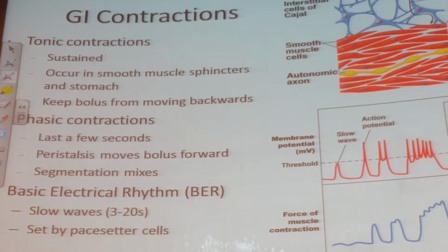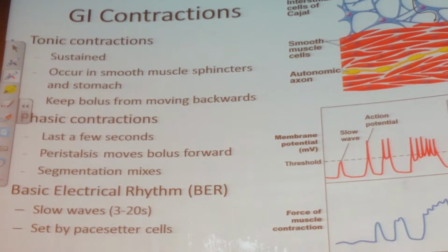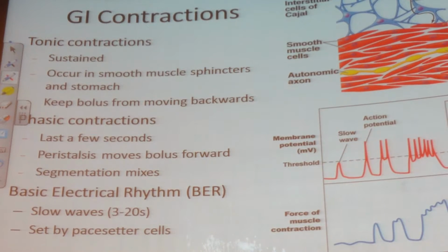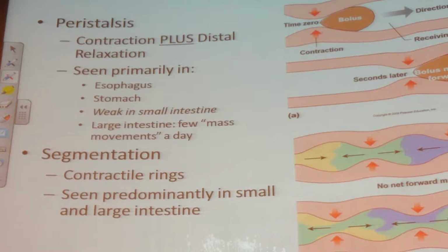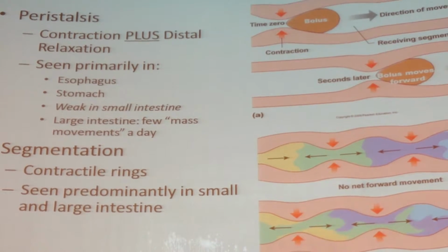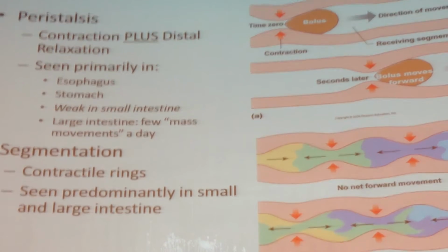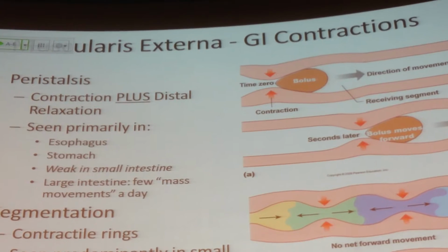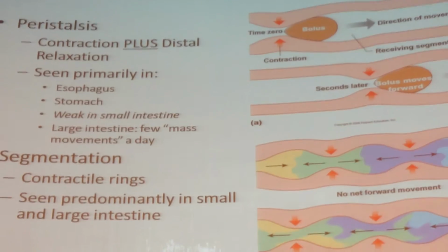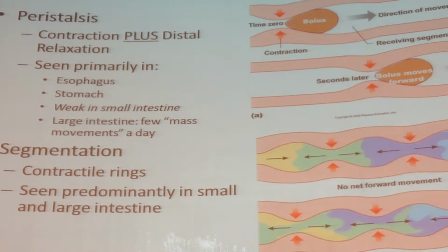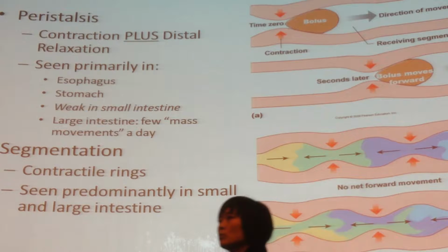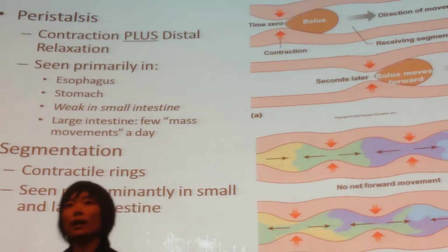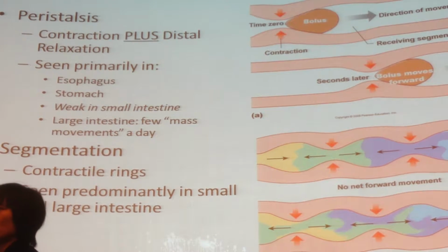Questions so far? Okay, pretty straightforward. So I like to start with the GI tract. You guys are familiar with peristalsis and segmentation. Can you tell me how coordinated, describe to me what peristalsis does? This is a very highly coordinated movement. So what do you think peristalsis does to move the bolus from the oral to the distal part?